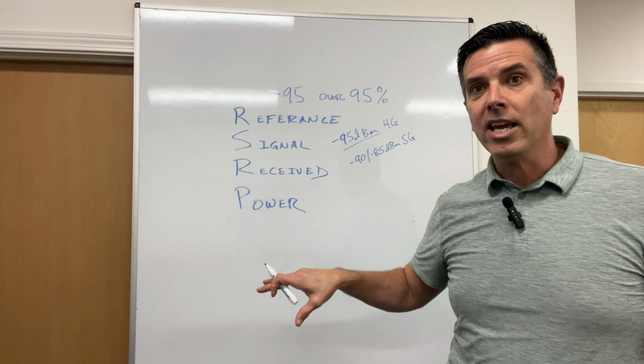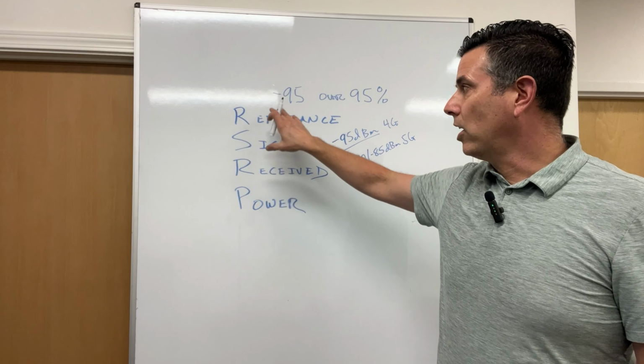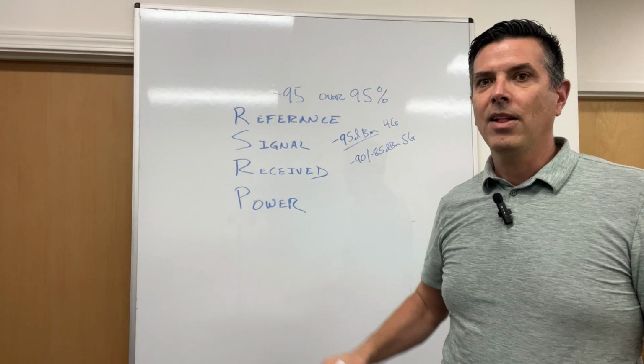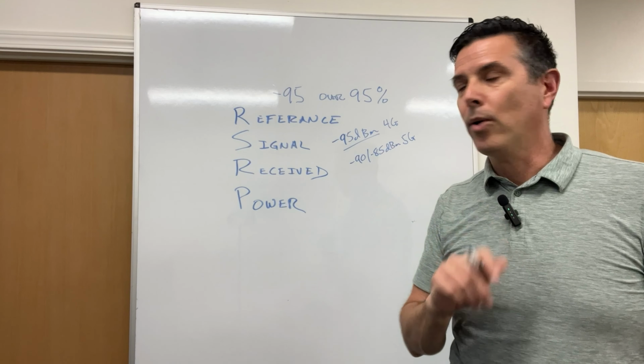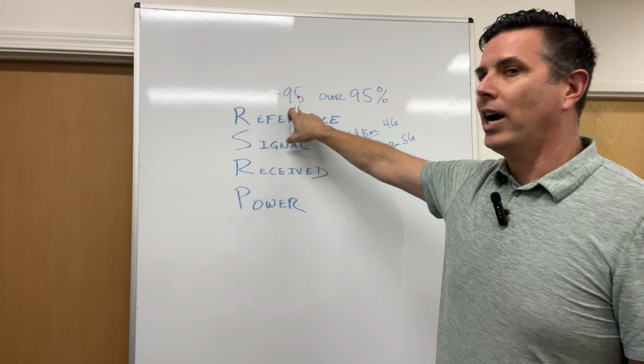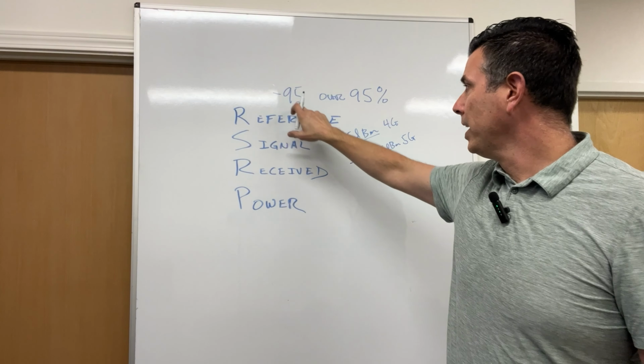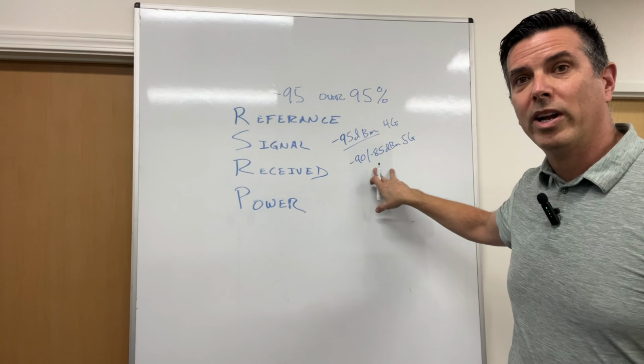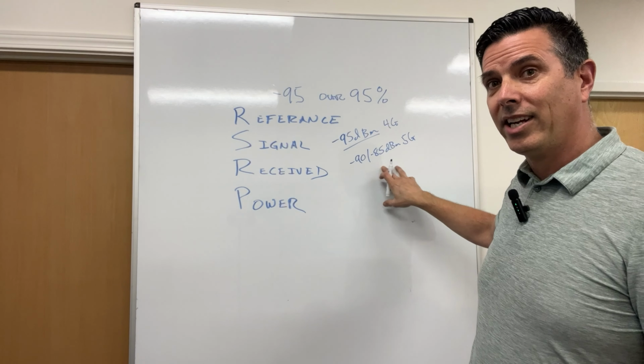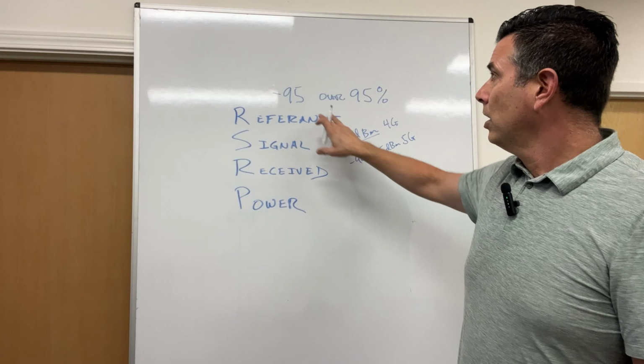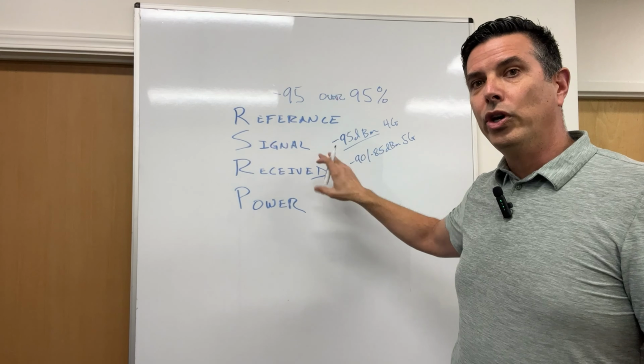So in LTE and 5G, we look at RSRP. That's your main measurement for power. Again, neg 95 or better is where you want to be. For 5G, you want to be 5 to 10 dB stronger, neg 90, neg 85. Now, the range of good and bad.